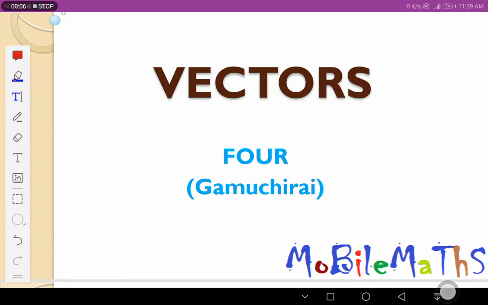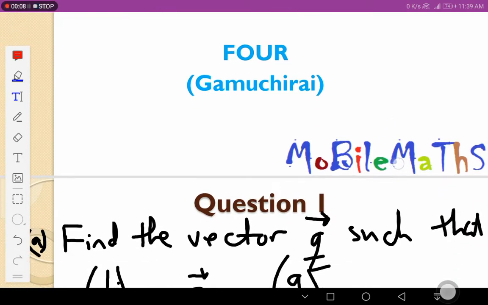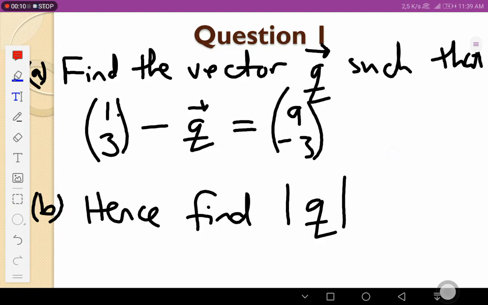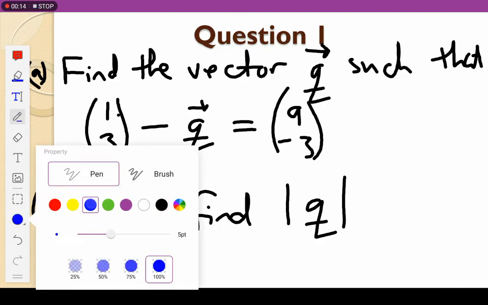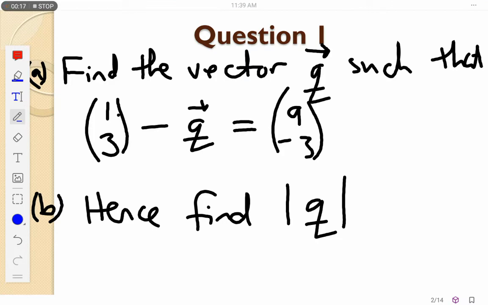Today we want to look at vectors form. I've got two questions here. The first one is saying find the vector q such that (1, 3) minus q is equal to (9, -3). Then the second one is the hence part: find the magnitude of q. So first of all, let's do a.